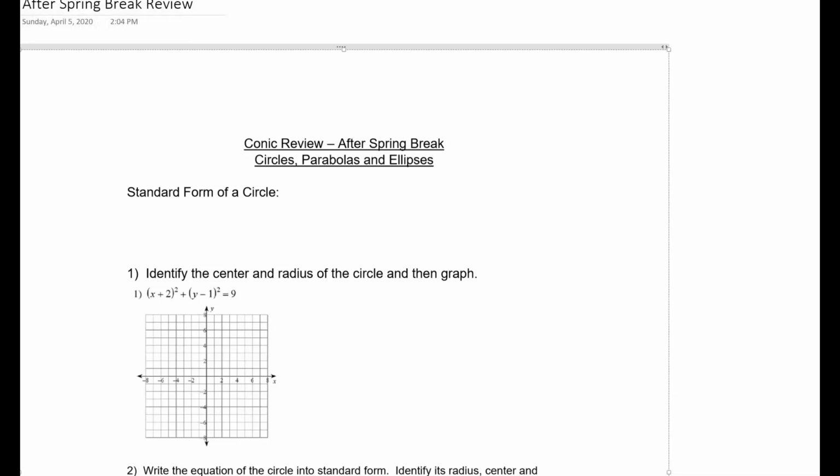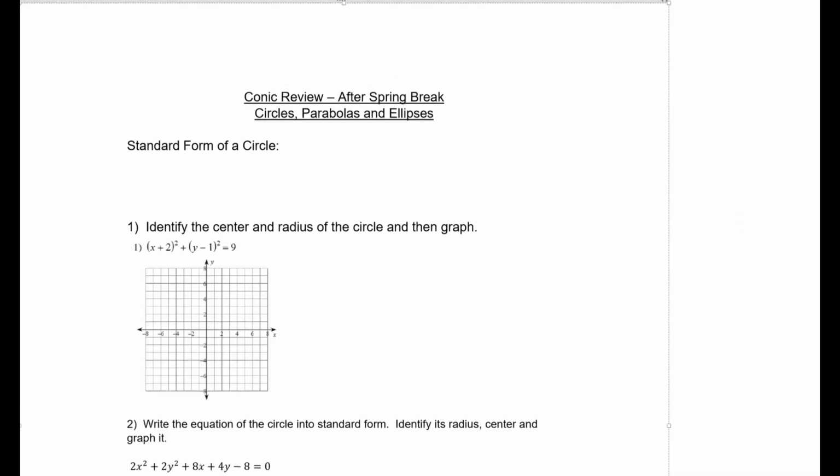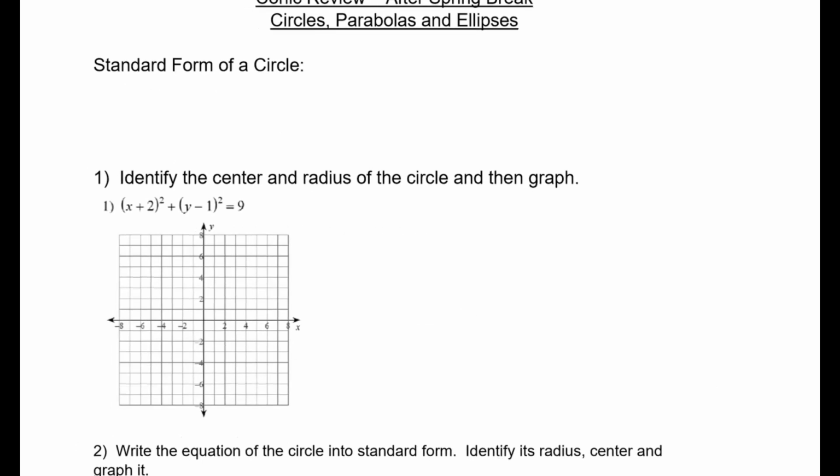So my friends, let's go through and let's review the 3 conic sections that you had to know: circles, parabolas, and ellipses. We're going to learn their different forms. Need to remember the form of a circle.